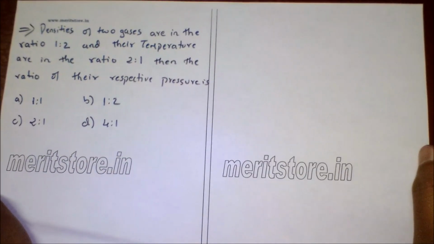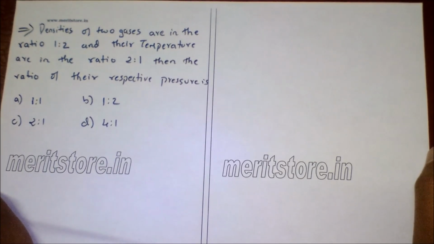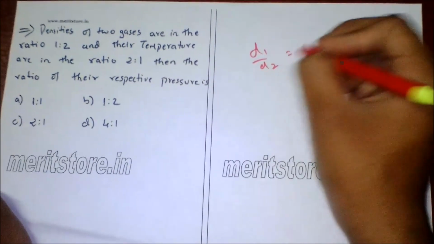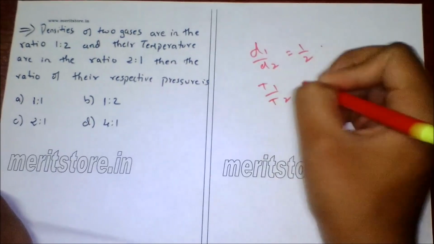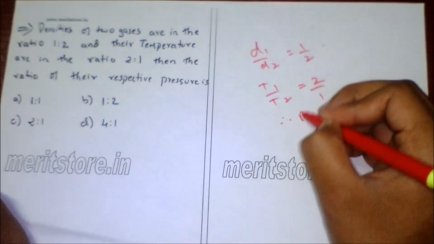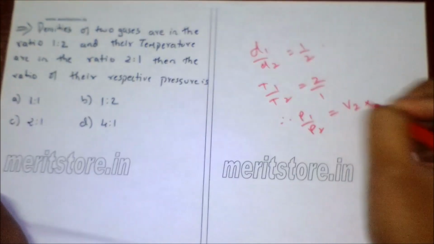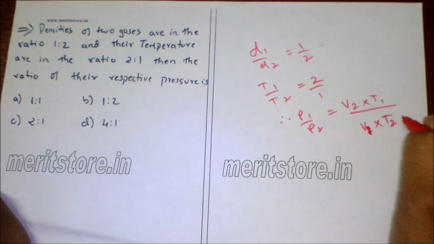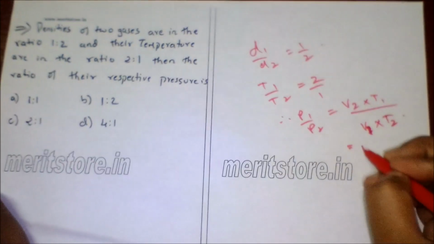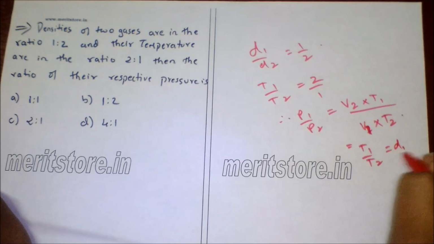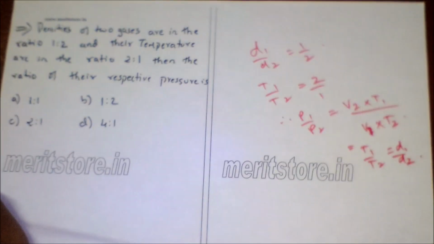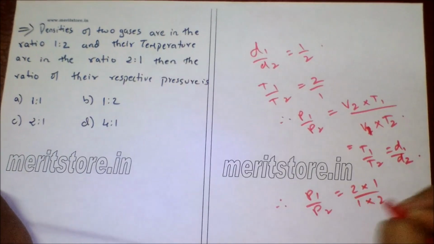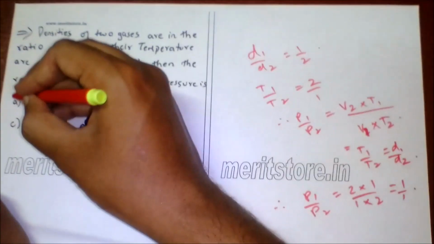Density of two gases are in the ratio 1:2 and the temperature in the ratio 2:1. Then the respective pressure is. So we know that D1 upon D2 is equal to half. T1 upon T2 is 2 upon 1. Therefore, P1 upon P2 is equal to V2 into T1 upon V1 into T2. So we can write this as T1 upon T2 is equal to D1 upon D2. Therefore, P1 upon P2 is 2 into 1 upon 1 into 2, which is 1 upon 1. So option A is the correct answer.